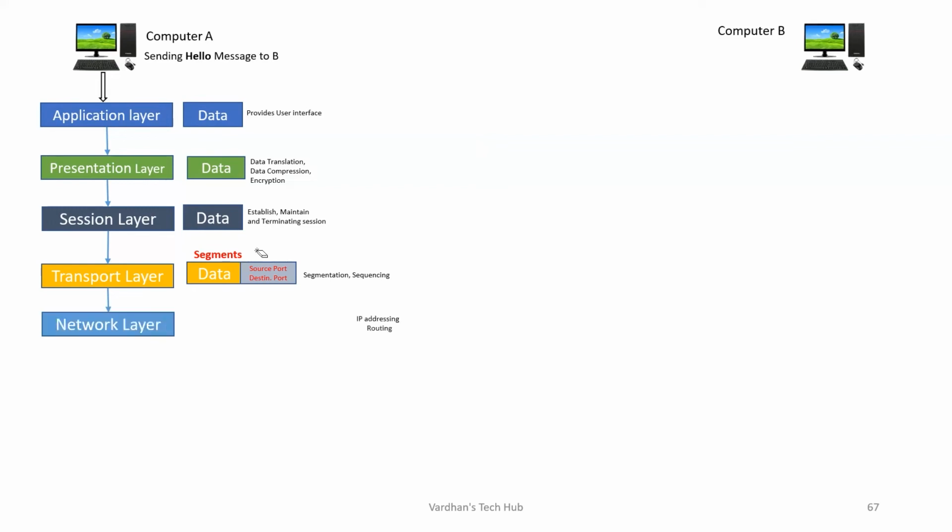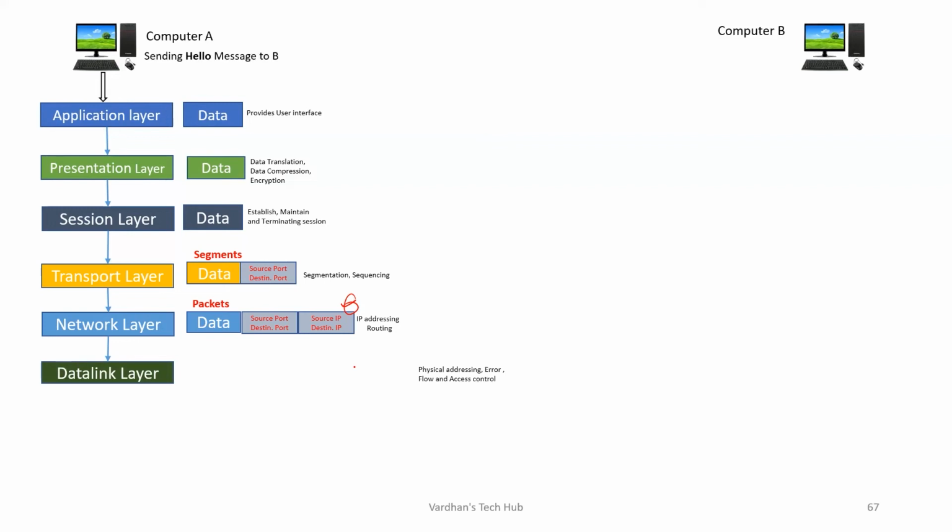The next layer is the network layer. The functionality of the network layer is IP addressing and routing, and it adds the source IP address and the destination IP address. Here the data is in the form of packets. The next layer is the data link layer. In the data link layer, physical addressing, flow control, and access control happen. Mainly, the source MAC address and destination MAC address are added in the data link layer. The data is in the form of frames.